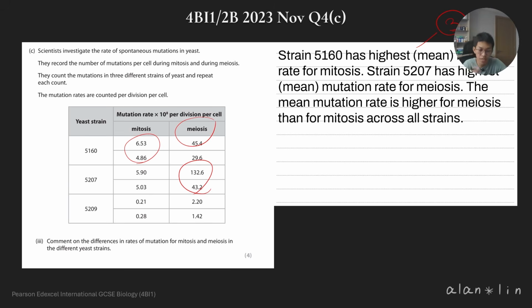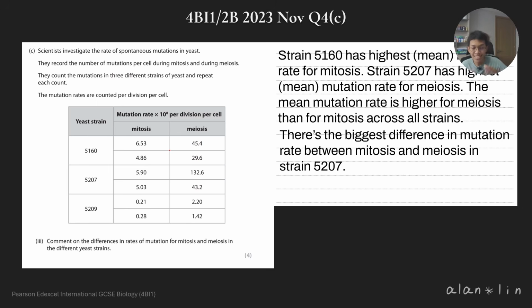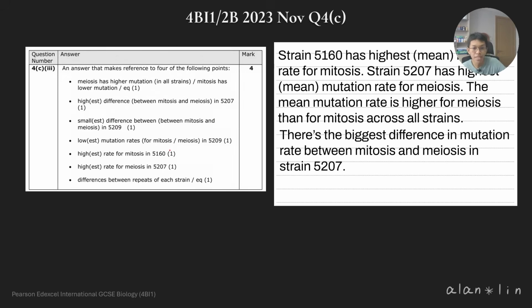marks. So to get the final mark for a full marker, what I would go and look at is something that's more noticeable, something significant in the data. And the thing that I see here is that there is a giant difference between the mitosis mutation rate and the meiosis mutation rate for strain 5207. In fact, this is the biggest difference that we see in all strains. Here the differences are quite small, but here the difference is very large, and therefore that's the thing that I would write. It's a very significant pattern that I see in the data. And that would give me 4 marks.